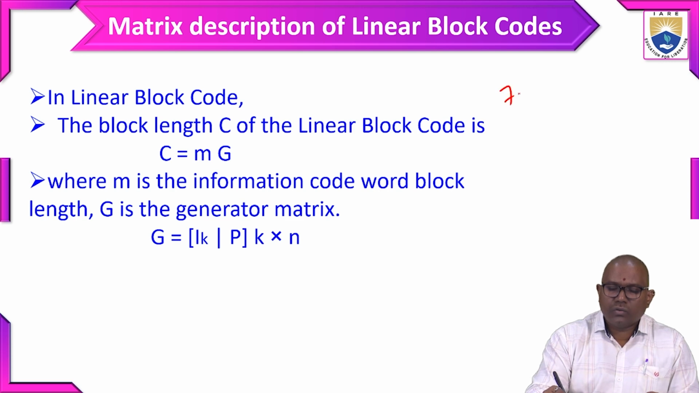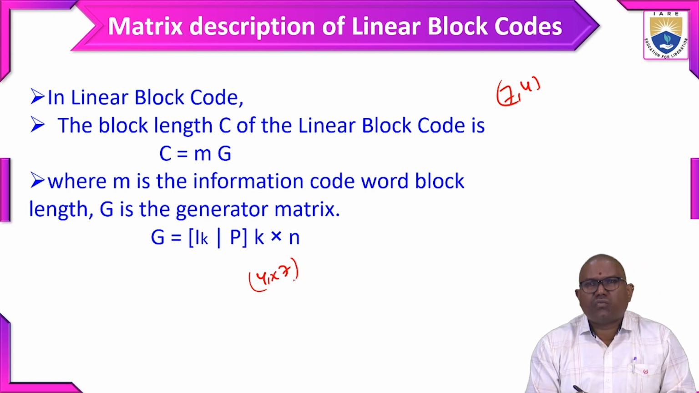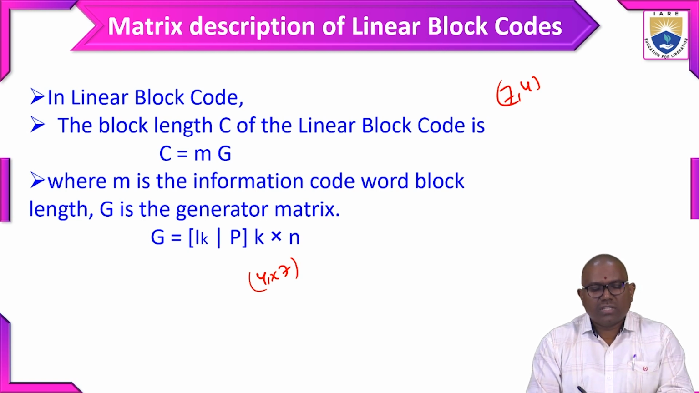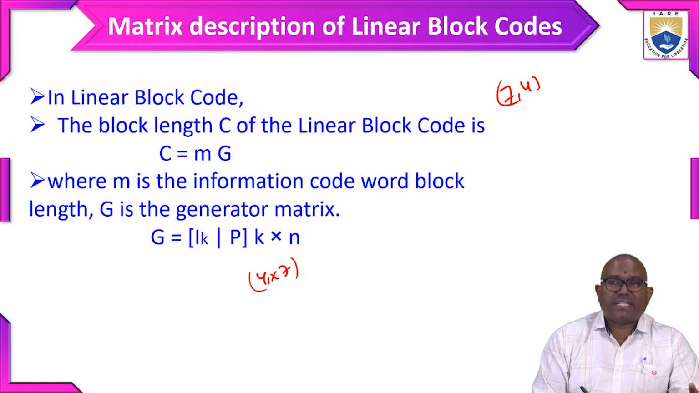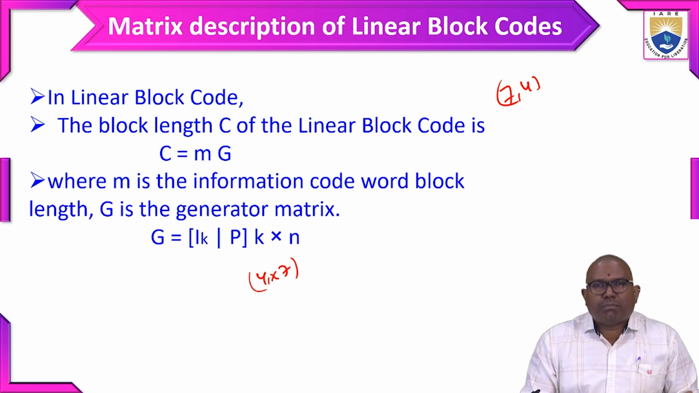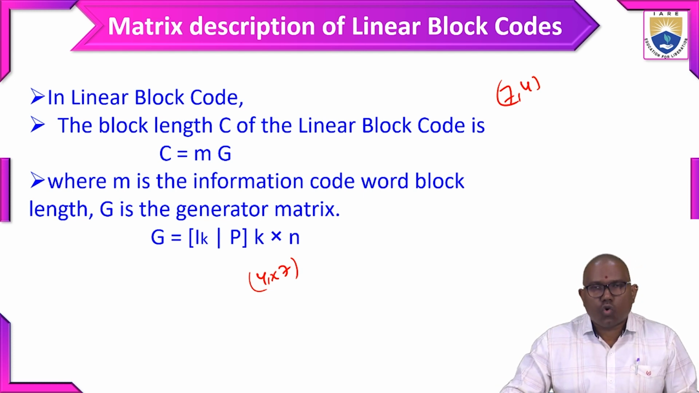Generally we use 7, 4, so my G size is 4 by 7. I k is the identity matrix, of size 4 by 4, and P is the coefficient matrix. This is how to generate a linear block code. Easily, you can generate it just by multiplying the message bits with the generator matrix. Then you can get the code.